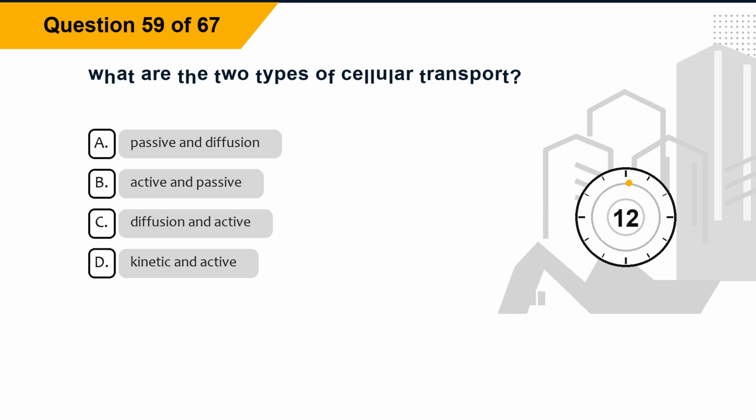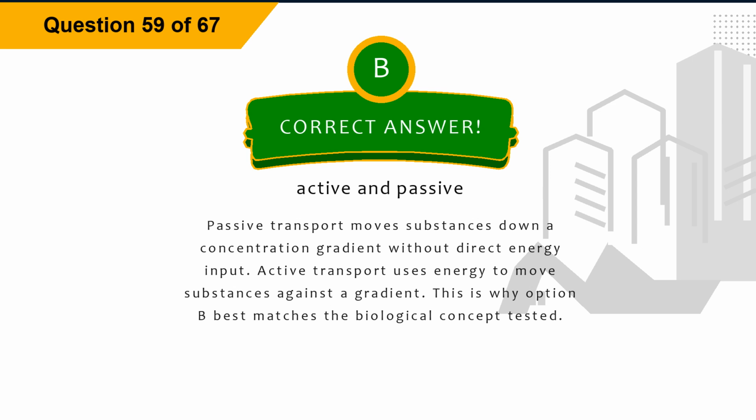Question 59. What are the two types of cellular transport? Option A, passive and diffusion. Option B, active and passive. Option C, diffusion and active. Option D, kinetic and active. The correct answer is option B, active and passive.